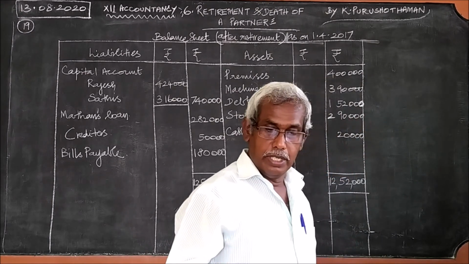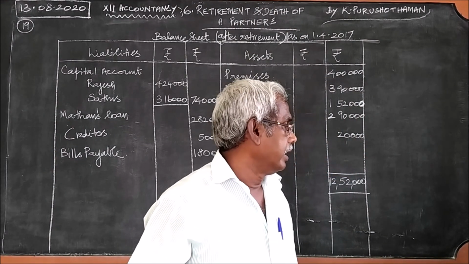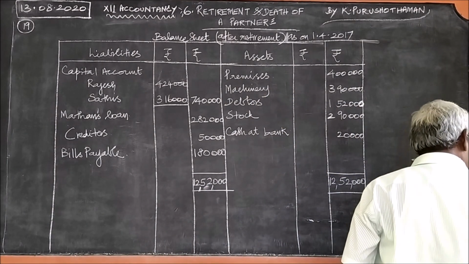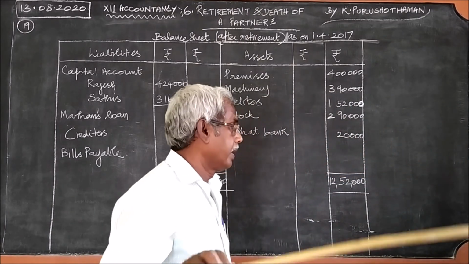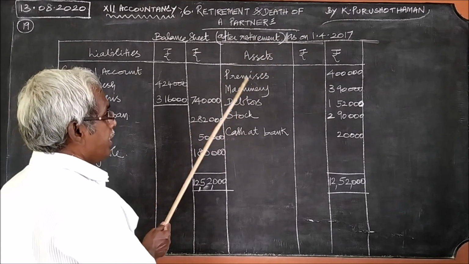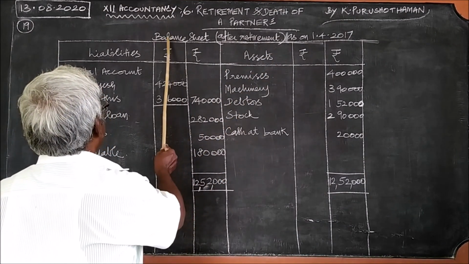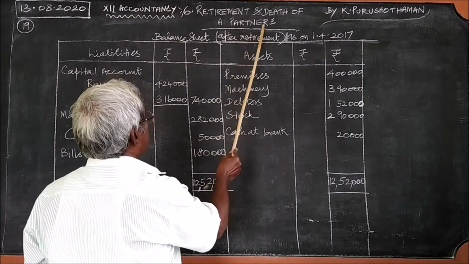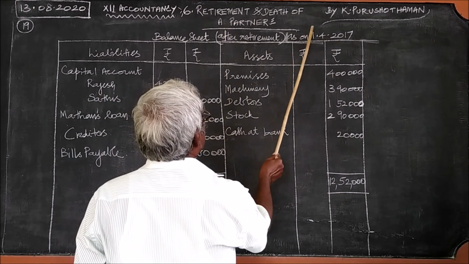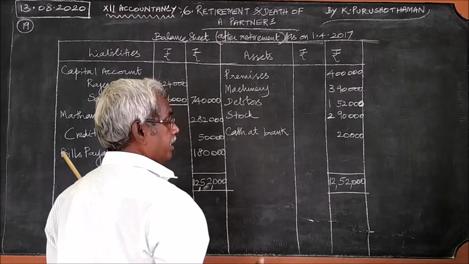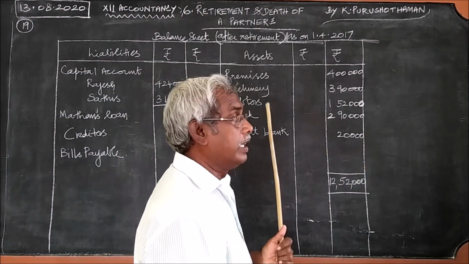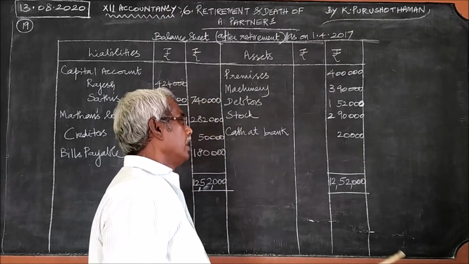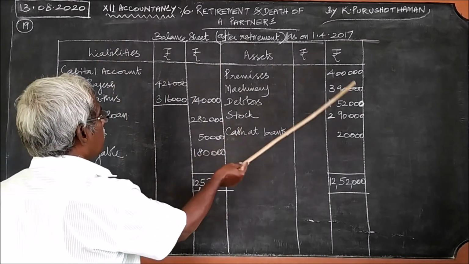Since both sides of the balance sheet are equal, it is presumed that the accounts we have prepared are correct. Let us see once again how to prepare the balance sheet. Balance sheet heading: you write balance sheet as on the retiring date, that is after retirement. Since the retirement was 31st March, the first day is 1/4/2017. You know the columns, liabilities, rupees, assets, rupees.